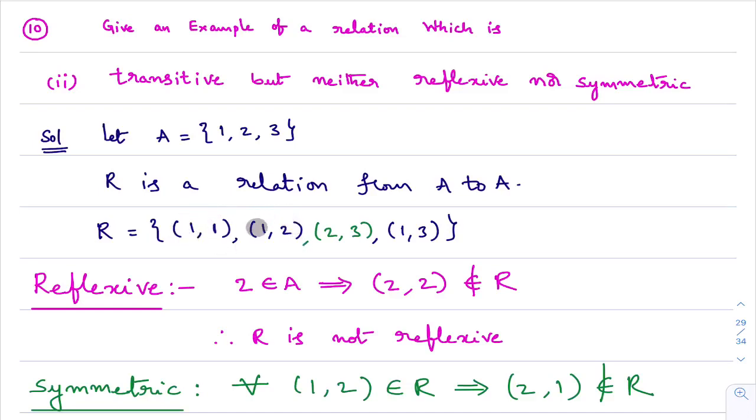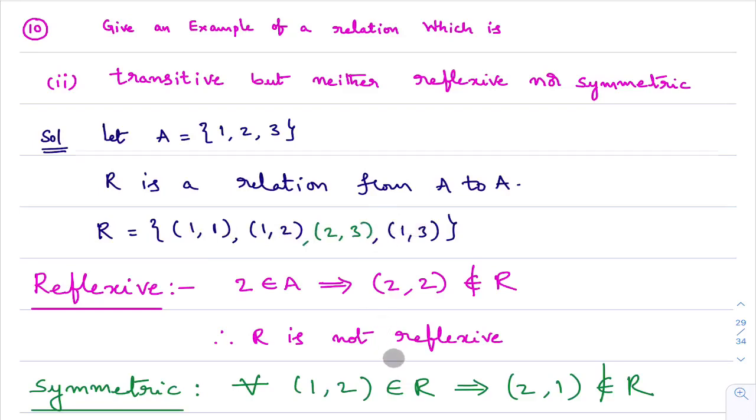Okay, now you see 1 comma 2. For this ordered pair, you need to check whether 2 comma 1 is there in this relation. See, 1 comma 2 is there in this relation. 2 comma 1 is there in this relation? No, 2 comma 1 doesn't belong to this relation. Because of this, I can say that this relation is not symmetric.